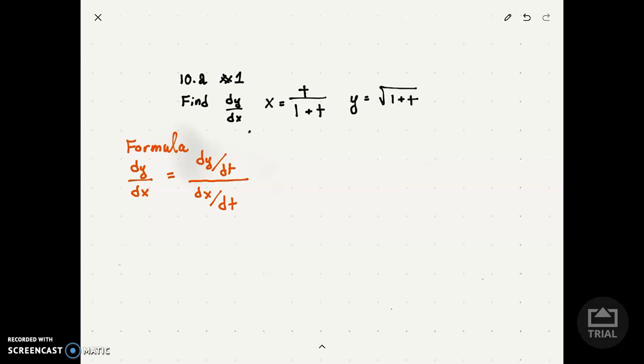Alright, so this is number 1 from section 10.2, the first type of problem, which is really just finding the derivative dy/dx of a parametric set of equations. To do that, we're really just employing this formula written in orange here. And a little bit of background as to how to find that formula. It's really not too difficult before we even get into the problem.